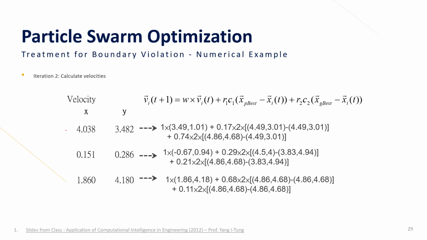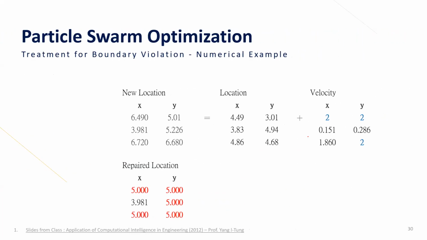Okay, do that one for each particle, individual 1, 2, and 3. Then you will get the new velocity here. Okay. I know it's not easy to calculate manually, but this normally will be implemented in the algorithm. So you will do this automatically using code. Okay.